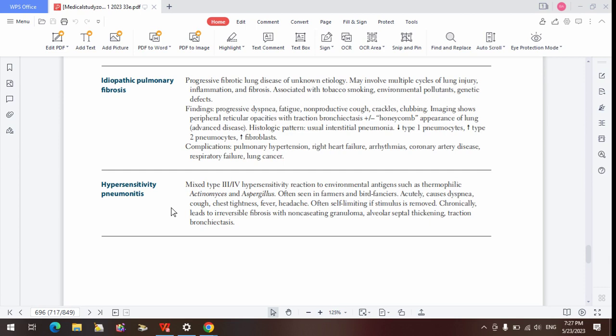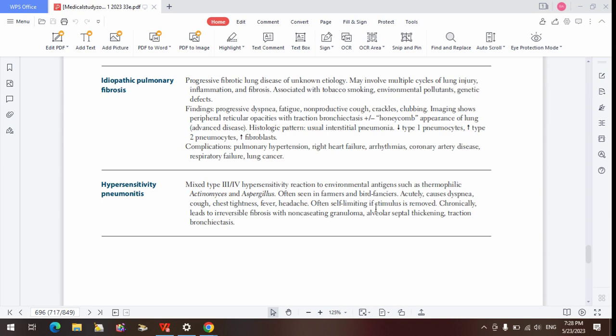You tend to see it in farmers that are working on the farm, or farmers that are handling birds. We call them bird fanciers. So they can be exposed to some environmental antigens like thermophilic actinomyces as well as aspergillus or droppings from the bird. When they inhale them, there's a hypersensitivity response. The hypersensitivity can be type 3 or type 4, and it can coexist.